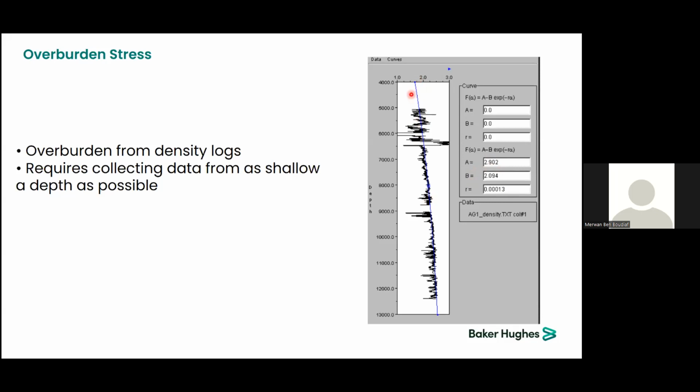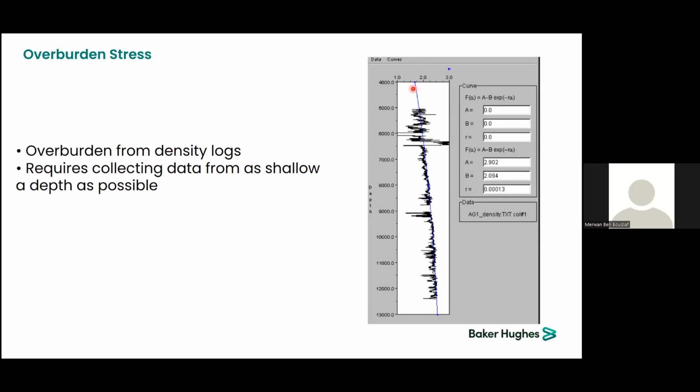For example, for shallow formations, we never have any density logs. So usually we are just extrapolating this trend line, and we are taking it as the average value for the calculation of the overburden stress.